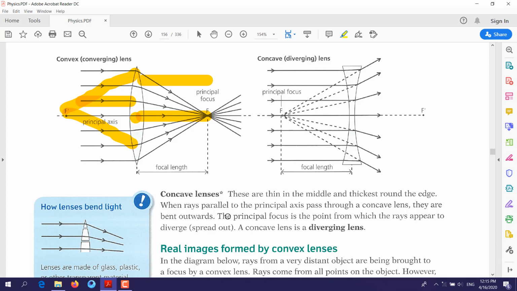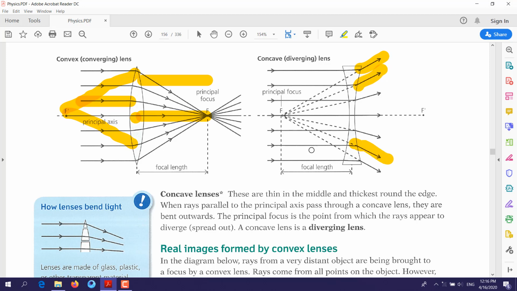The second kind of lenses is the concave lens. Concave lenses are also called diverging lenses. Diverging is opposite to converging. Here the rays will not bend inward; it will be opposite. The light rays will spread, they will scatter.